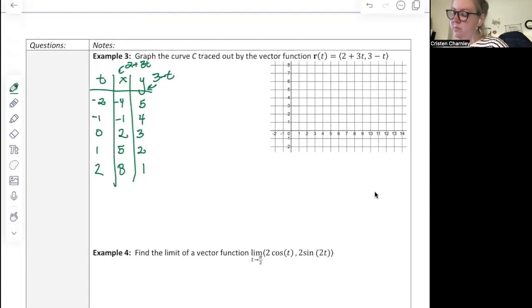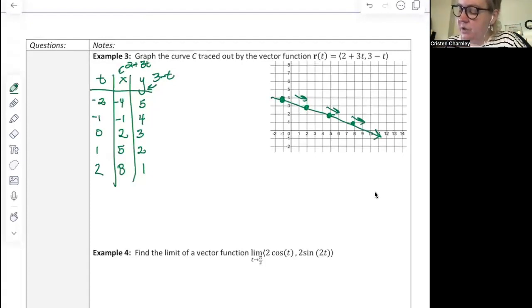All right. So if we graph these, I'm at -4, 5. That's not on my graph. I'm at -1, 4. I'm at 2, 3. I'm at 5, 2, and I'm at 8, 1. And when I'm looking at these, they look like a slope of down 1, right 3. So if I connect them, I do have a line. And if we talk about arrows, it looks like this. So we have a vector defined function.